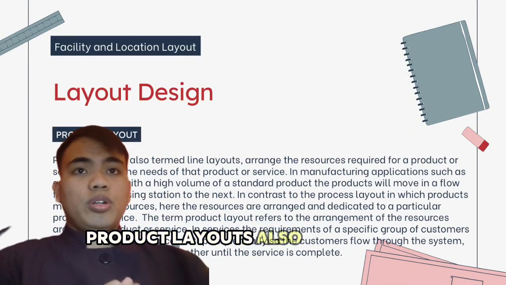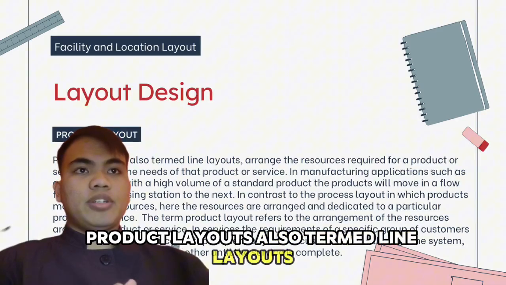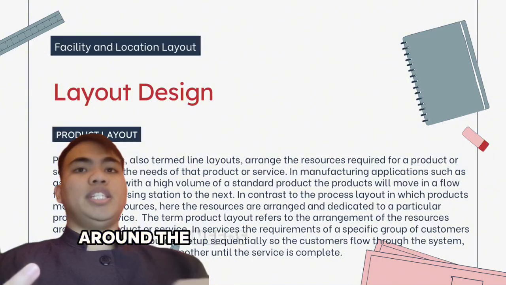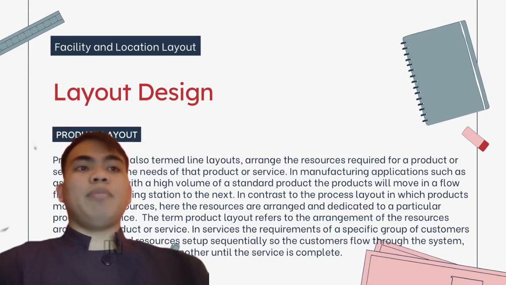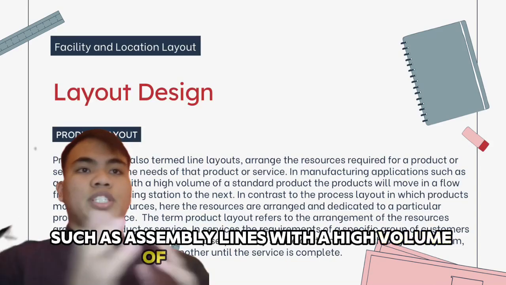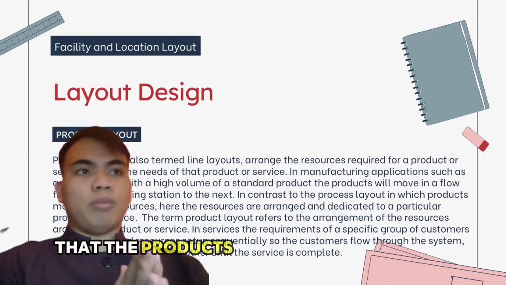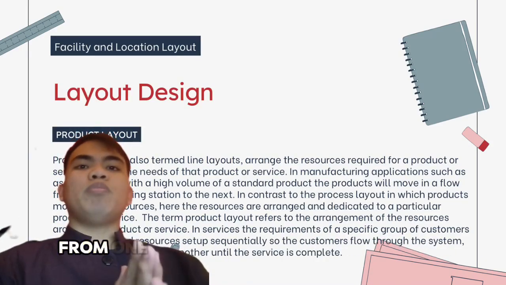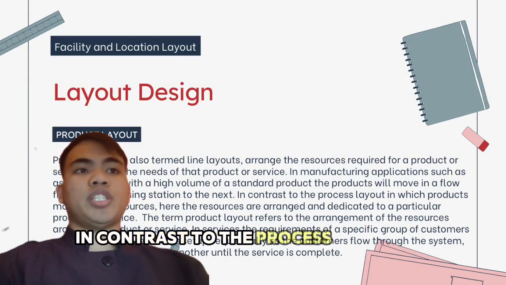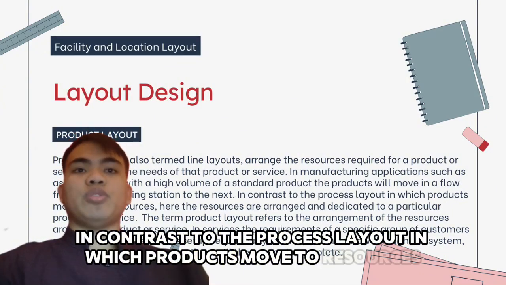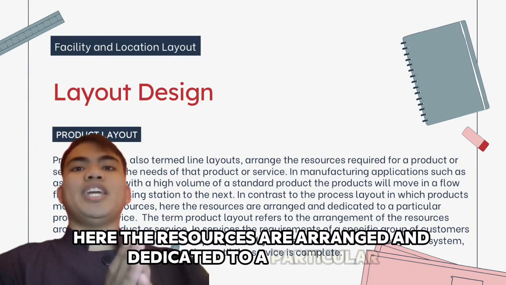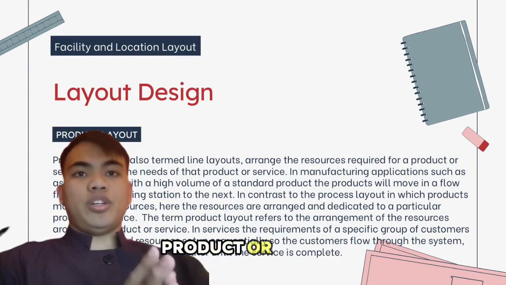Product layouts, also termed line layouts, arrange the resources required for a product or service around the needs of the product or service. In manufacturing applications such as assembly lines, with a high volume of a standard product, the products will move in a flow from one processing station to the next. In contrast to the process layout in which products move to the resources, here the resources are arranged and dedicated to a particular product or service.